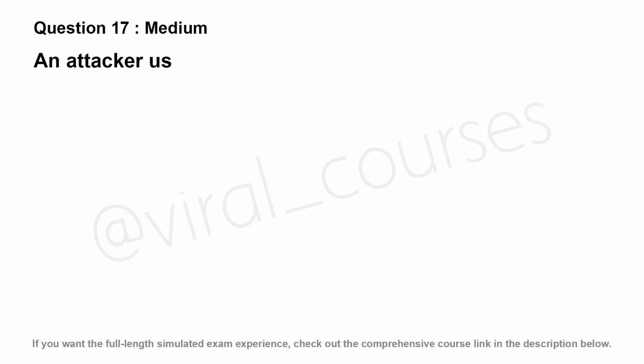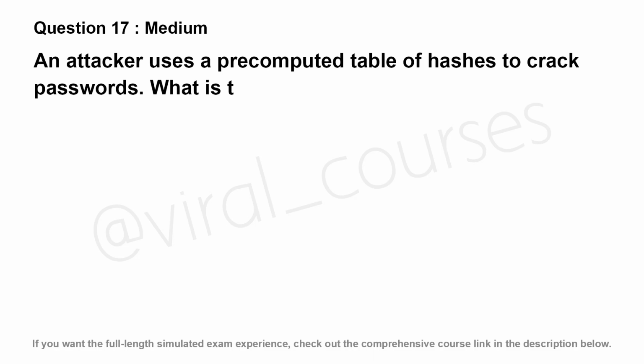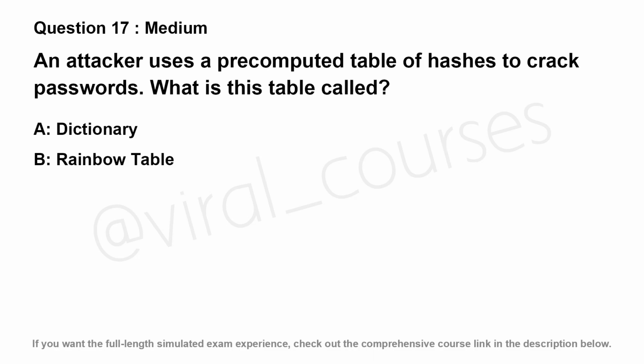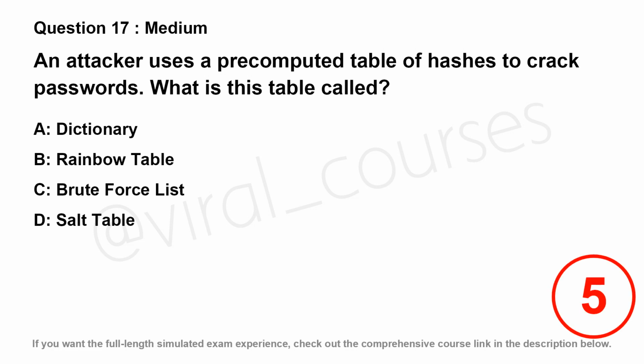An attacker uses a pre-computed table of hashes to crack passwords. What is this table called? Option A, dictionary. Option B, rainbow table. Option C, brute force list. Option D, salt table.